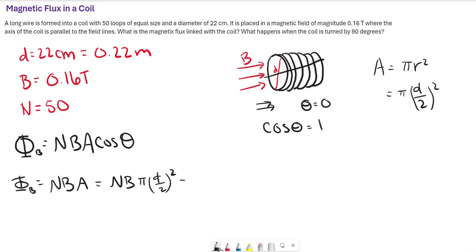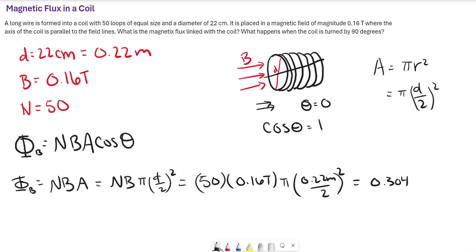So now we can plug in the values that we are given. That's 50 times 0.16 Tesla times pi times the diameter 0.22 meters divided by 2 squared. And this is going to give us a magnetic flux of 0.304. Webers are units of flux. Now we are given two significant figures in our other values, so let's be consistent and round this to 0.30 Webers.